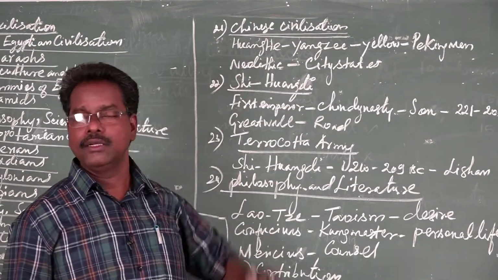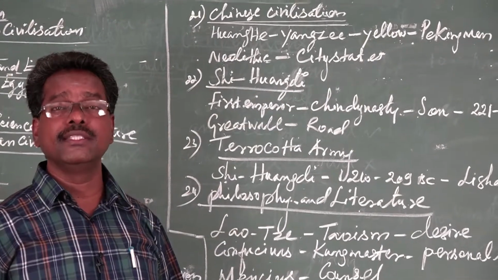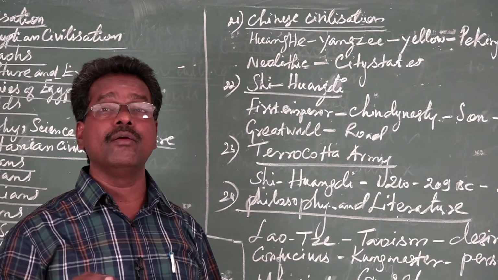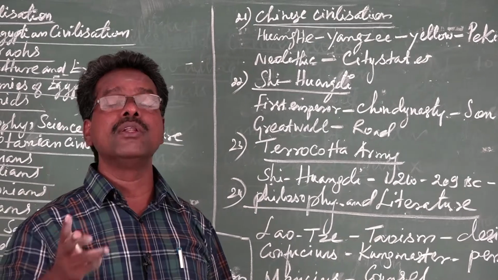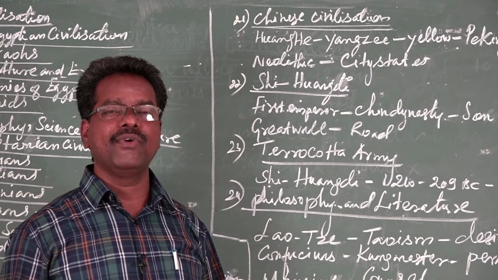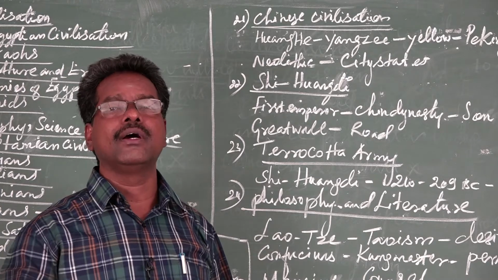The Yellow River was once called the sorrow of China because it caused frequent floods. It caused great damage and destruction to the lives and property of the Chinese. Hence it was called the sorrow of China.